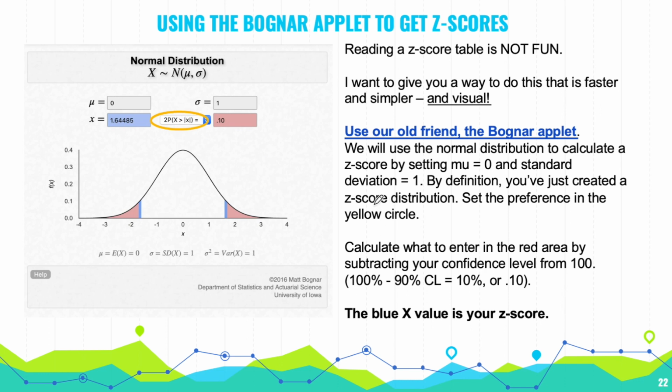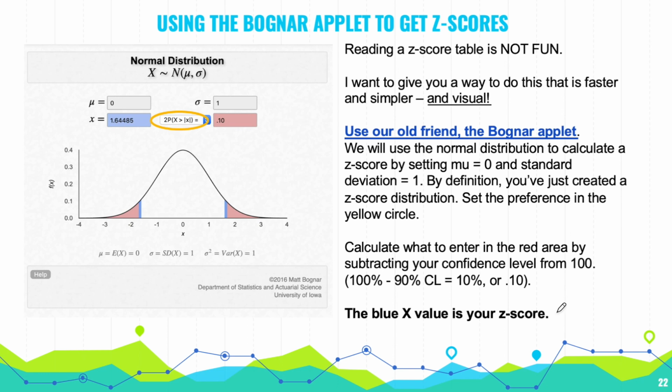What it's saying is split the probability between the tails symmetrical about the mean. So you want to calculate what to enter in the red area by subtracting your confidence level from 100. So here, we're actually calculating a 90% confidence level by putting in 0.10. That's our total alpha, right? And what's returned is our z-score, the blue x value. That's what we're going to use to construct a confidence interval.